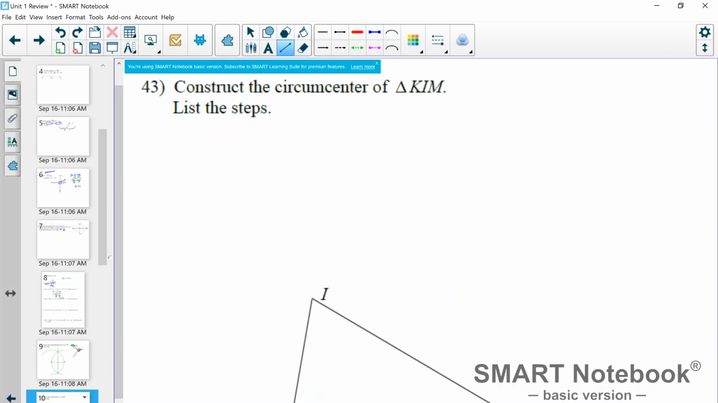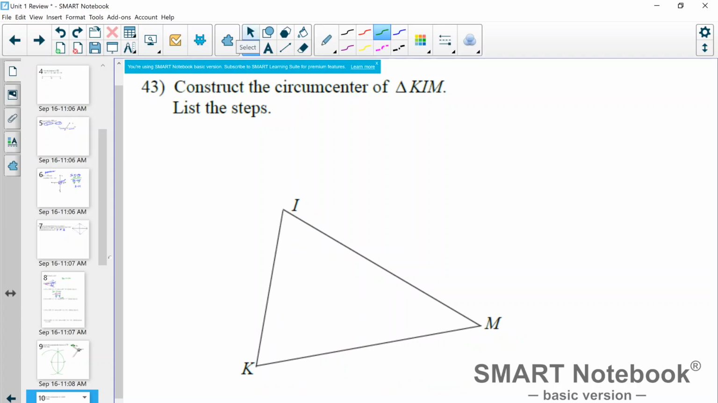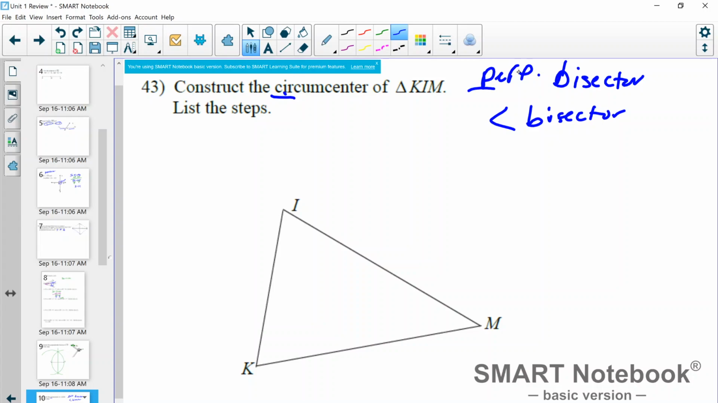43, we are asked to construct the circumcenter of this triangle. So in class, we talk about circumcenter and incenter, and the question becomes, how do I figure out which construction I have to do? Because when it comes to circumcenter or incenter, I actually have to use either the perpendicular bisector or the angle bisector. So the question becomes, how am I supposed to remember? Well, circumcenter begins with C, which is a consonant. So I look at perpendicular bisector versus angle bisector, consonant, consonant. So I'm going to be doing the perpendicular bisector.